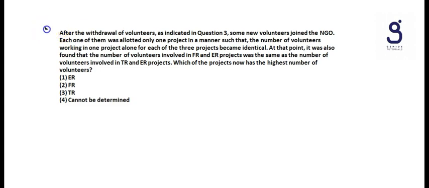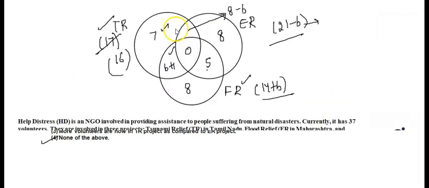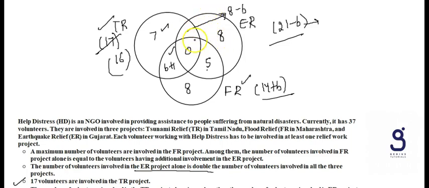Okay, now this question is a continuation of this third question. That means in this question it is given that some new volunteers joined the NGO, and each one of them was allotted only one project in a manner such that the number of volunteers working in one project alone for each of the 3 projects becomes identical. Okay, so as we did in the third part, all 3 are 0, and working alone, that means this part, and this part, all these 3 should be equal. That means this 7, 1 should be added to this, so this should also be equal to 8. Okay, now these 3 regions are equal.